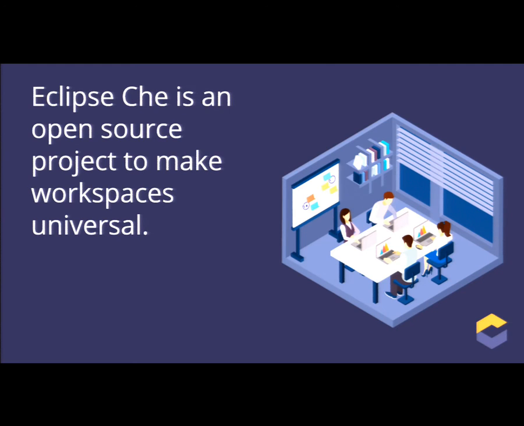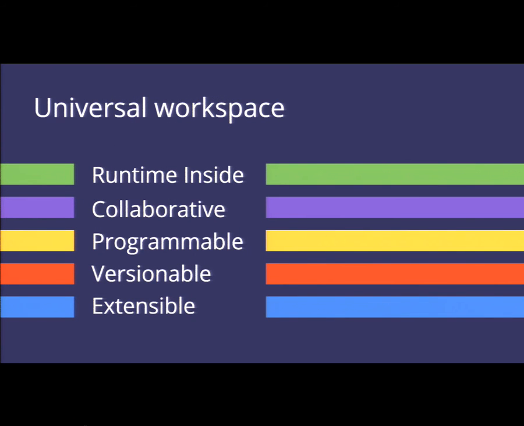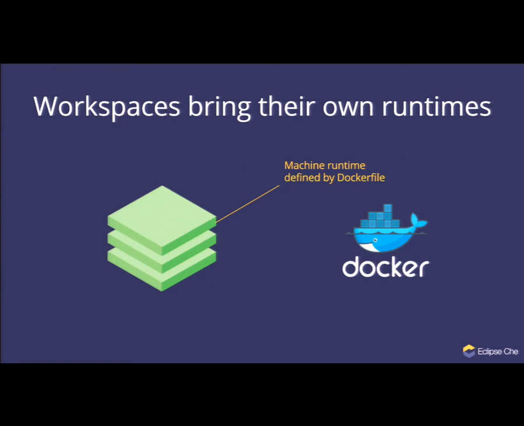Eclipse Che is really an open source project to make workspaces universal. The concept of a workspace that is universal must include the runtime, be collaborative, programmable, versionable, so we will keep it in sync with the source code of the project, and extensible. The way we did it is by bringing the workspace runtime inside of the workspace. Those runtimes are machines defined by Docker files, so they are Docker containers.